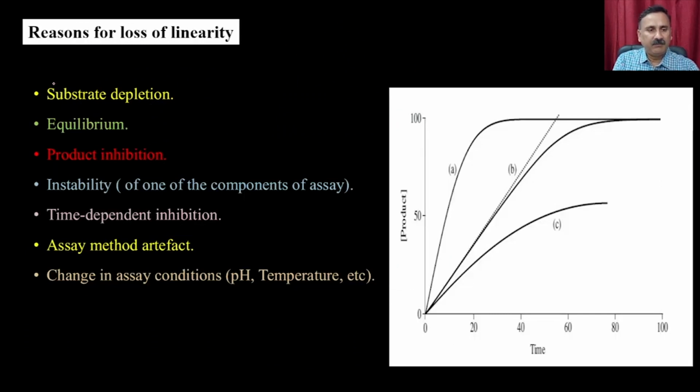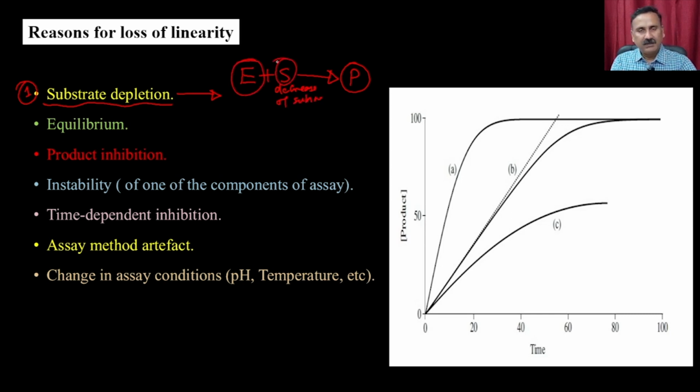So the number one reason is that you are going to have substrate depletion, right? Because what the enzyme is doing is processing the substrate and generating the product. If there is a decrease in substrate concentration, because this is an equilibrium, the enzyme will not have adequate substrate for binding to occur, and that's how it gets converted into the product.